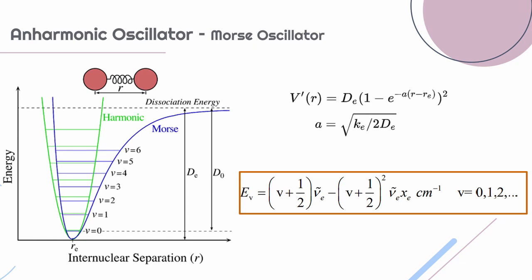We have the potential of an anharmonic oscillator given by this equation, and the energy of a state corresponding to a vibrational quantum number V is given by this equation. E_V equals (V plus half) times nu_e bar, where nu_e bar is the wave number corresponding to the equilibrium oscillation, minus (V plus half) whole squared times nu_e bar times x_e, where x_e is called the anharmonicity constant, which comes due to the anharmonic behavior of a molecule.